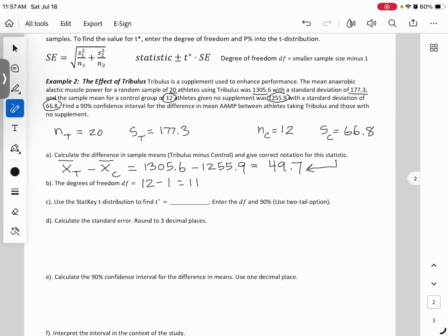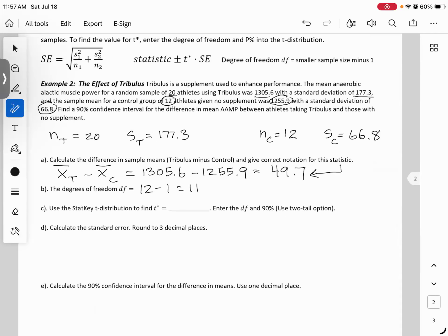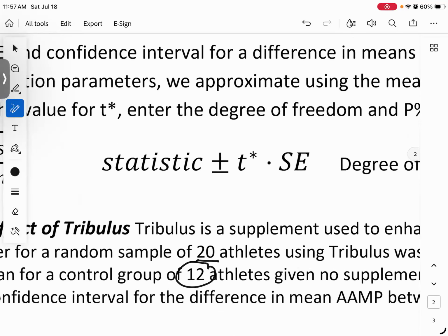Now, the reason why we're even concerned about the degrees of freedom in this one is that we need to get t star. Now, remember, earlier in the class, it used to always be just 2 times standard error. Then when we got to chapter 5, it became 1.96 whenever we were doing a 95% interval, or it would be 1.645 whenever we were doing a 90%.